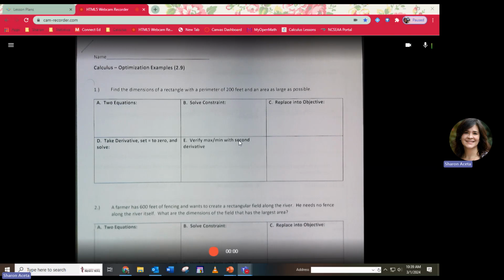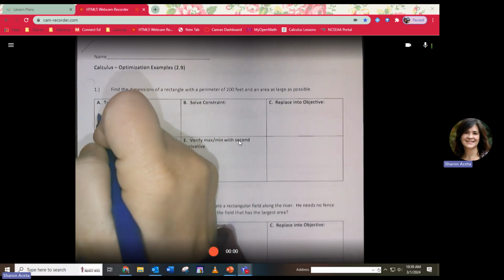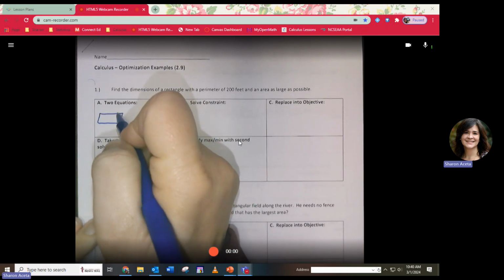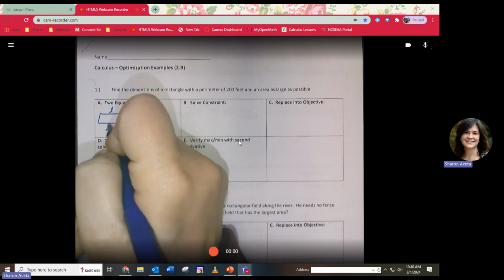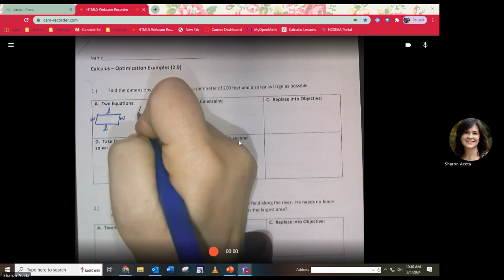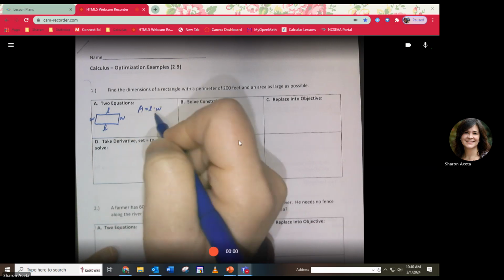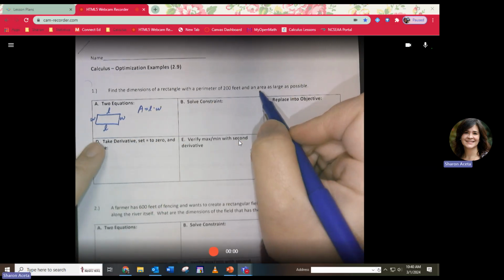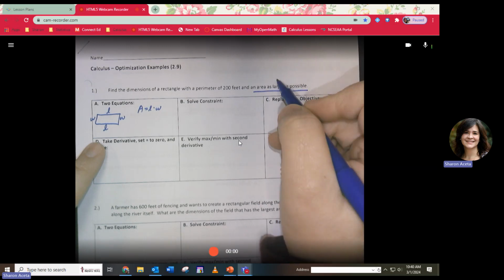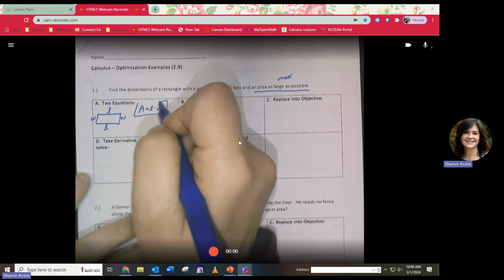Find the dimensions of a rectangle with a perimeter of 200 feet and an area as large as possible. Okay, so there's always going to be two equations we're going to talk about. When you are dealing with rectangles, you should remember from geometry class that the two equations you work with are area, which is length times width, and then perimeter. Now, we want to maximize this area. When it says find an area as large as possible, that's a max. This is what's known as our objective function.